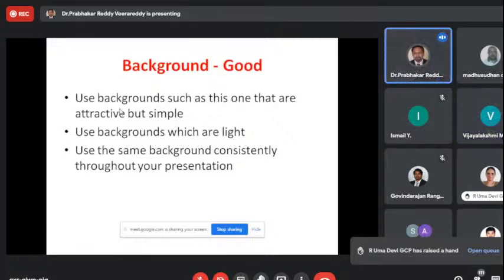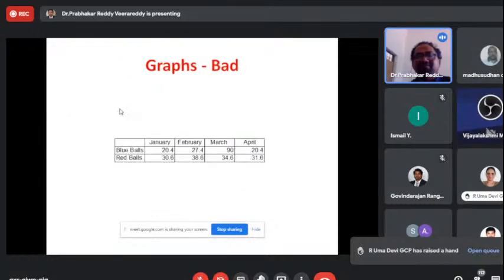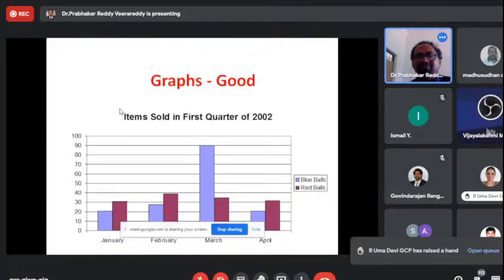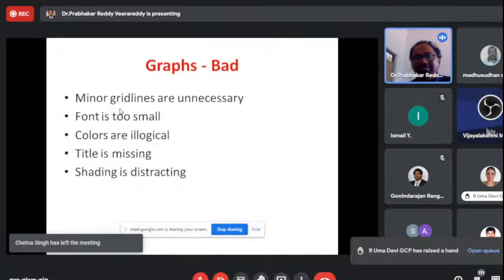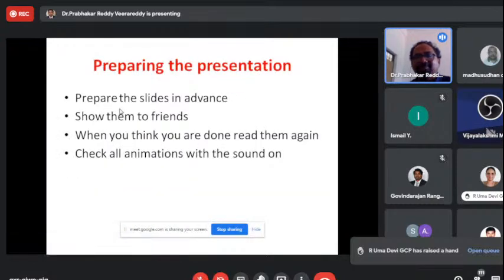Background: attractive but simple. Generally white. Graphs. This is a very bad graph. So this is a good one. And don't show any lines. This is a bad one. Remove those grid lines.